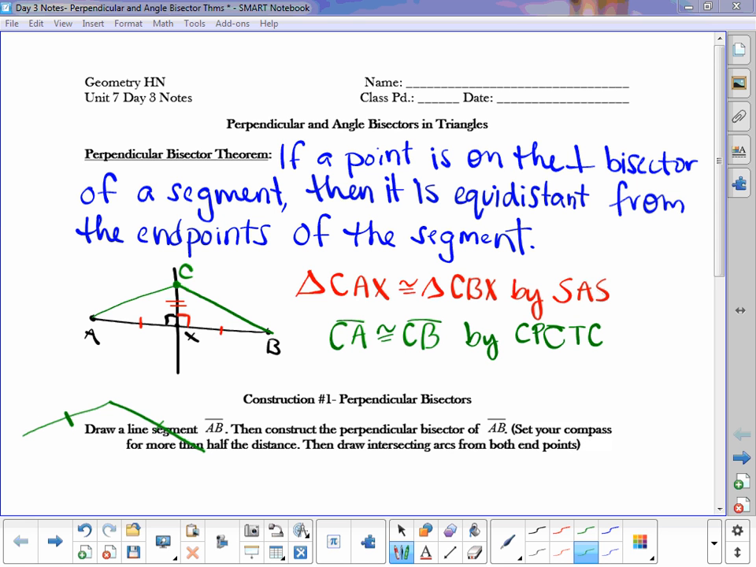CPCTC. And then I could say from there that CA is equal to CB. What would be my reasoning for that? It's been a while since we've used that one. I heard it amidst people over here. Definition of congruent segments. Good.